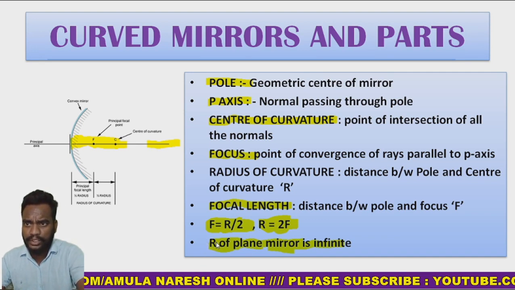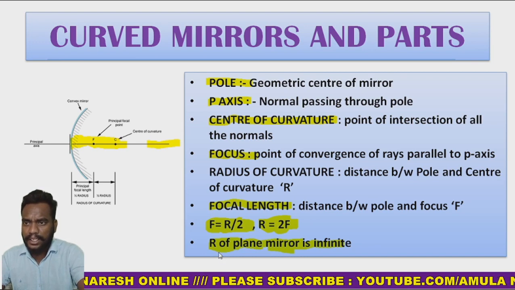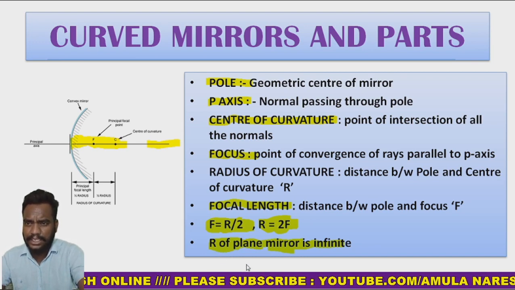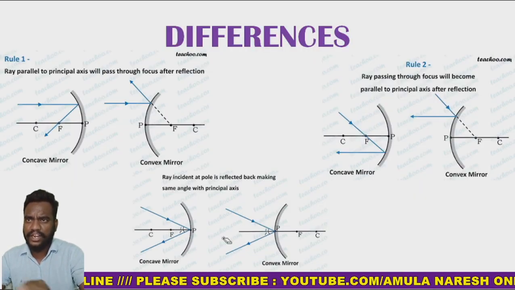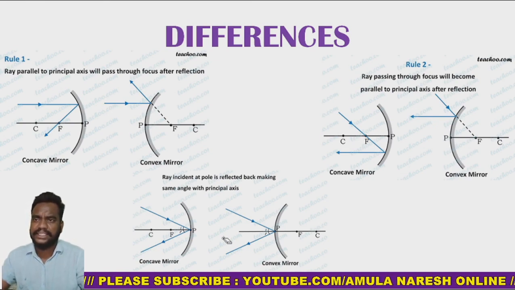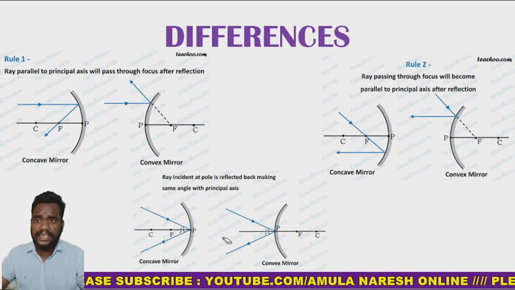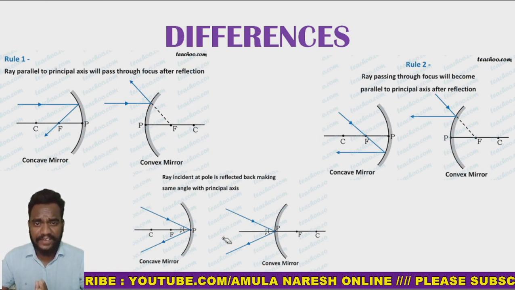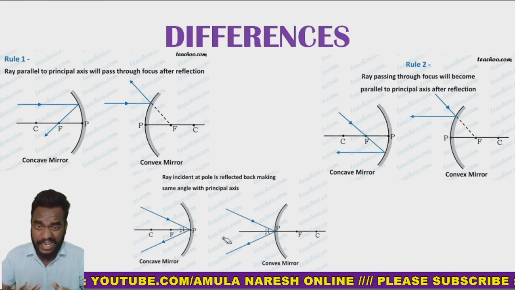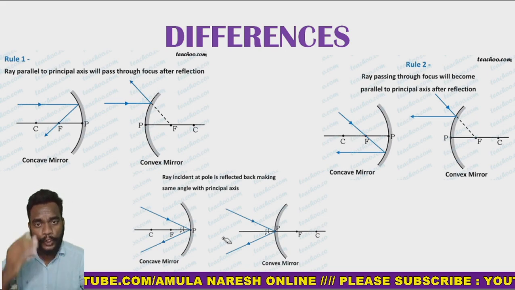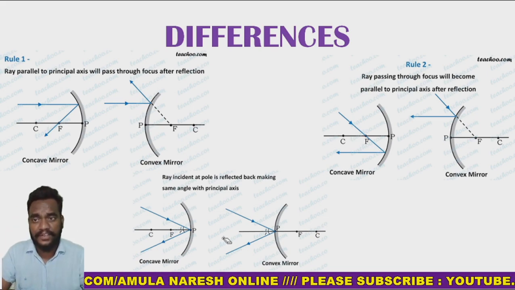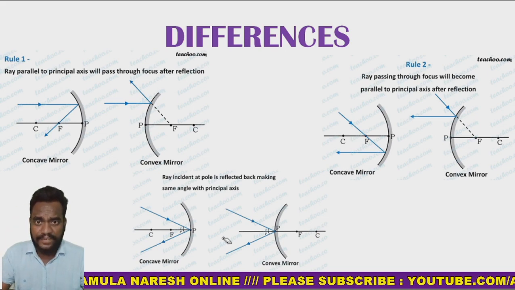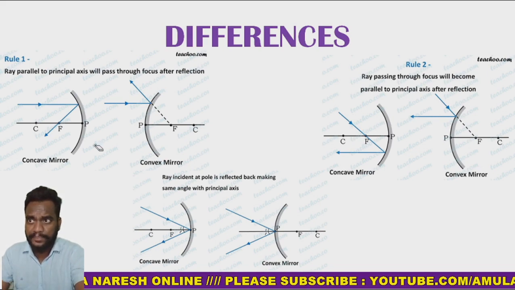So we will move to the next slide, that is, what are the different things about radius of curvature, right? So what are the differences between the ray diagrams of concave and convex? After this we will have complete notes of what is going to be the difference between concave and convex mirror. The first rule.